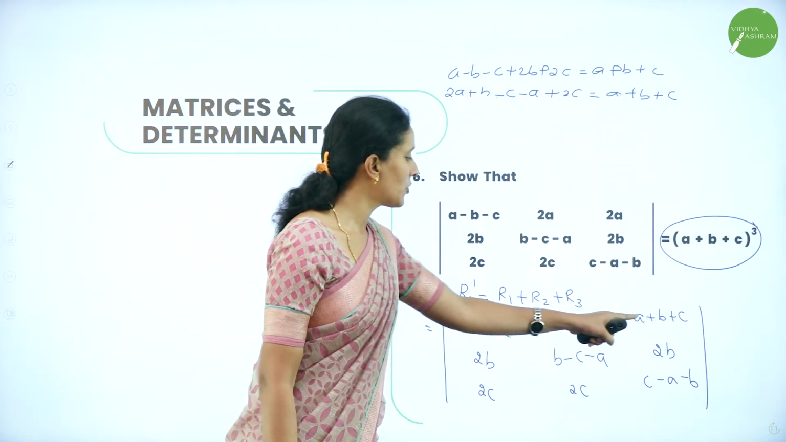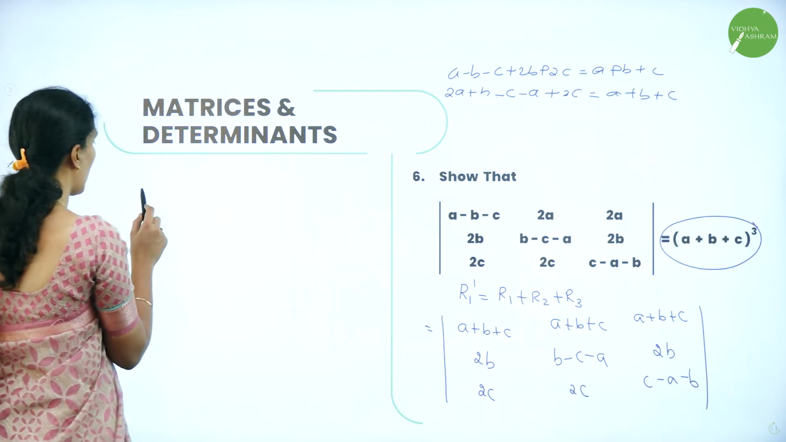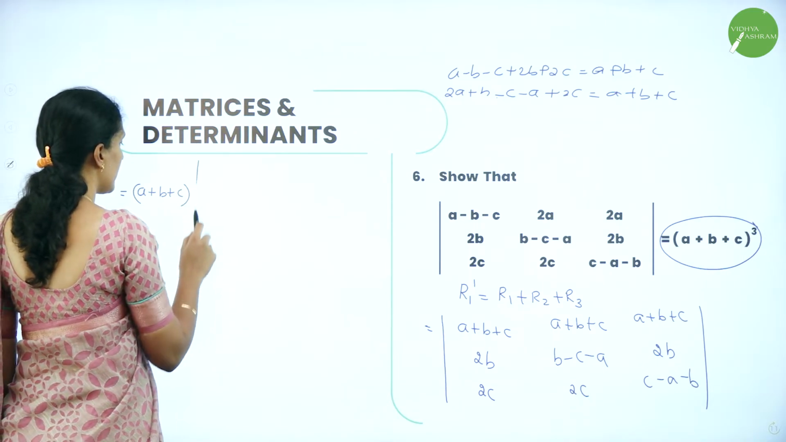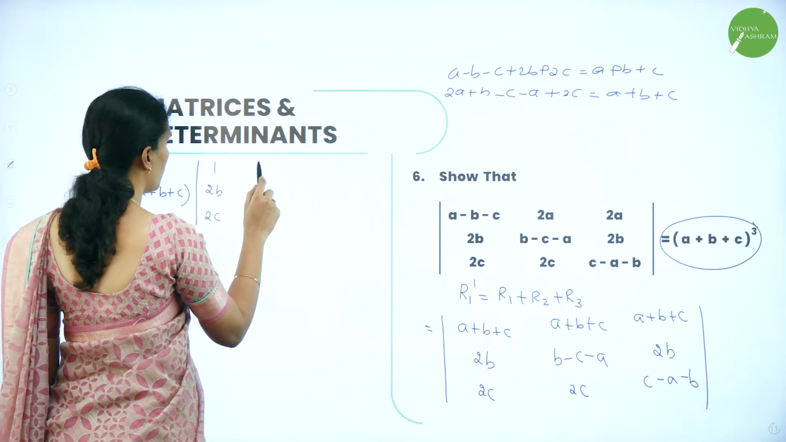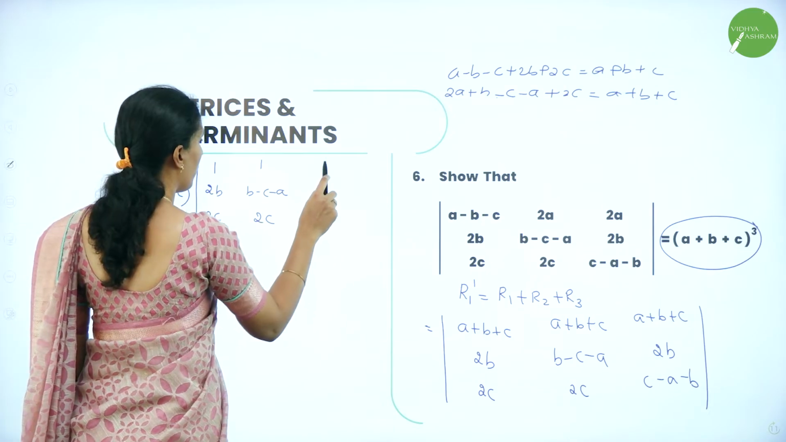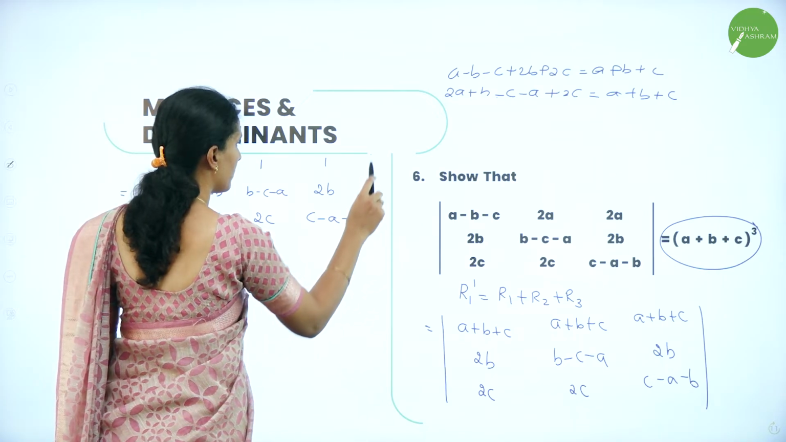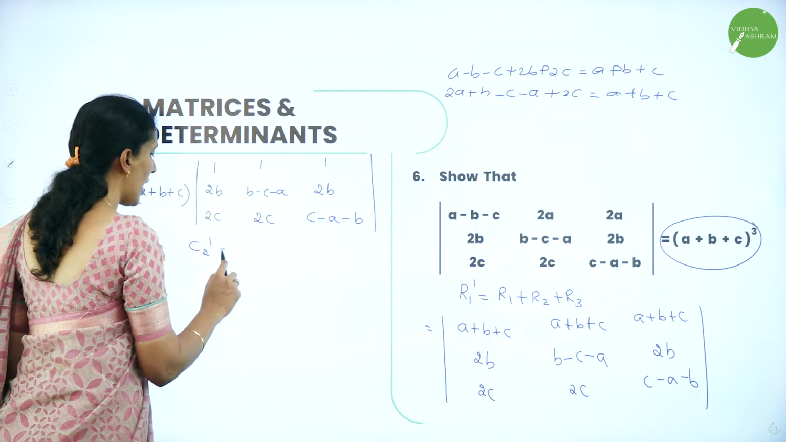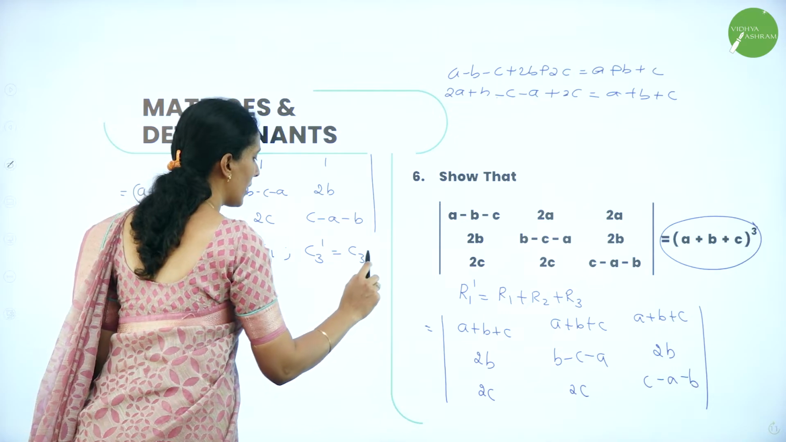Now, from the first row, you can take A plus B plus C as a common factor. Taking it out, we have A plus B plus C times the determinant 1, 1, 1; 2B, B minus C minus A, 2B; 2C, 2C, C minus A minus B. Next, I will take column 2 as column 2 minus column 1, and column 3 as column 3 minus column 1.